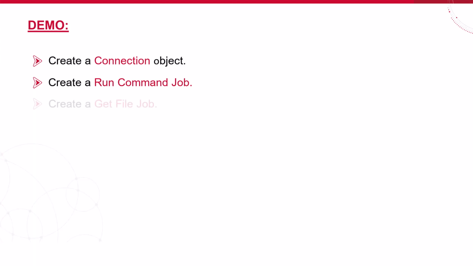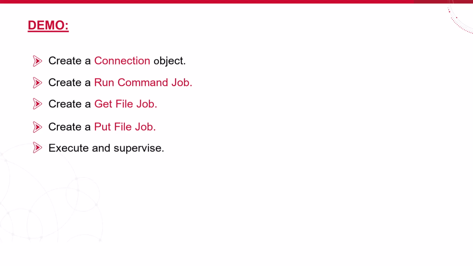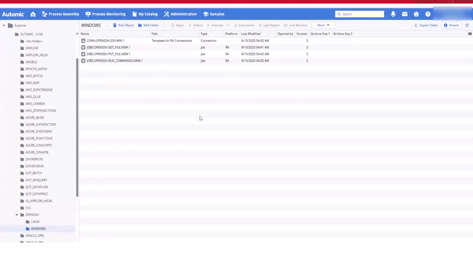In our demo, we will create a connection object. Once we have established the connection to the OpenSSH environment, we'll create a run command job first, then we create a get file job, and lastly, we create a put file job. Finally, we will execute and supervise the jobs. Let's move on to the atomic system.